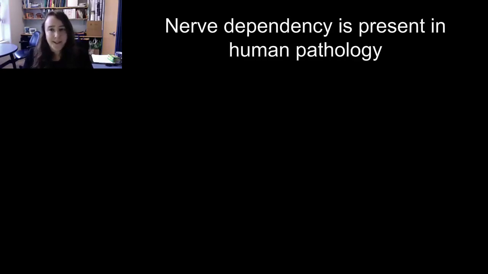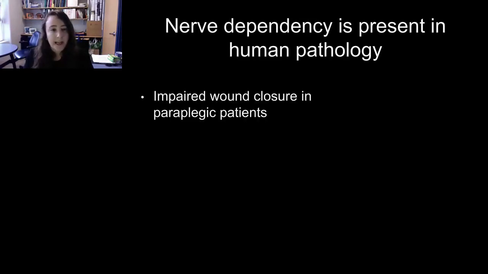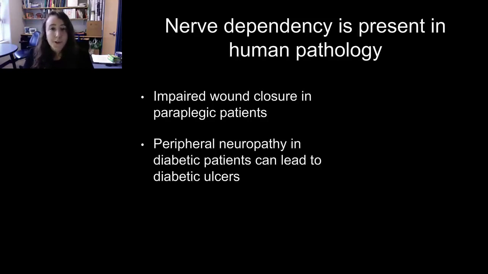Now, as I said earlier, and as you probably already know, humans aren't great regenerators, but that doesn't mean that nerve dependence isn't relevant towards our health. In fact, it's a very important question. And this is because nerve dependence is observed during human wound healing. As an example, paraplegic patients actually undergo impaired wound closure in wounds that occur in regions which are not well innervated or denervated. Also, peripheral neuropathy during diabetes can lead to what are known as diabetic ulcers.